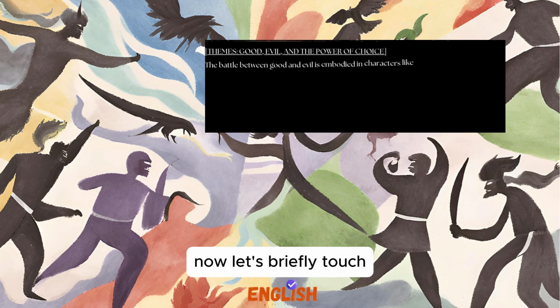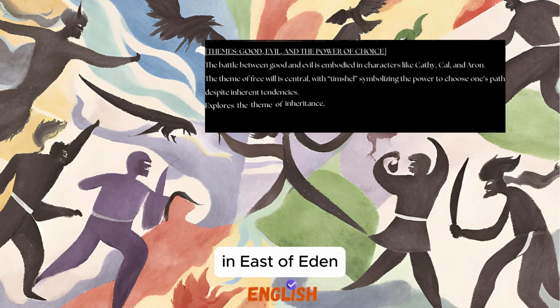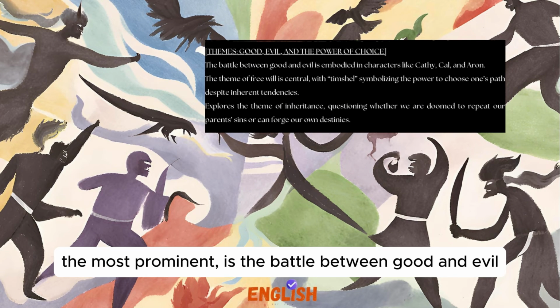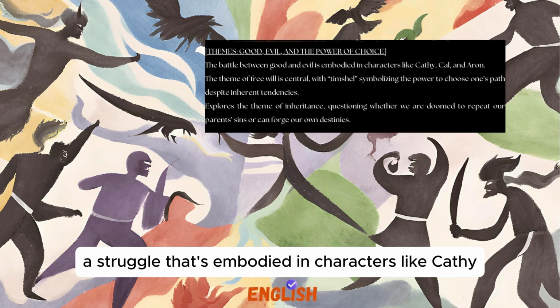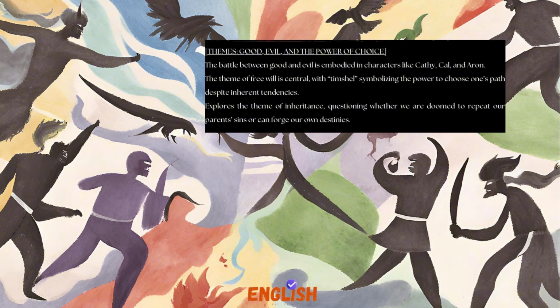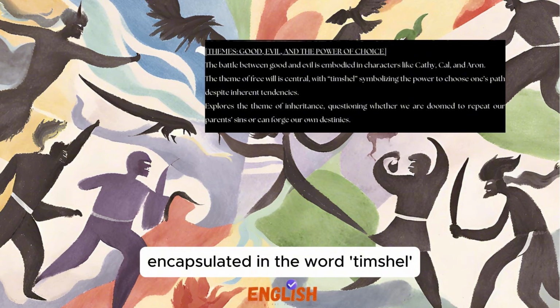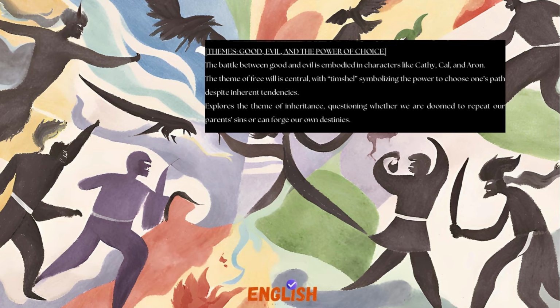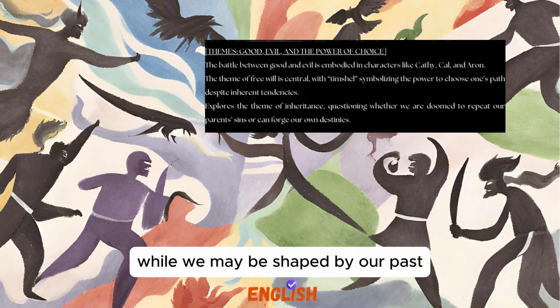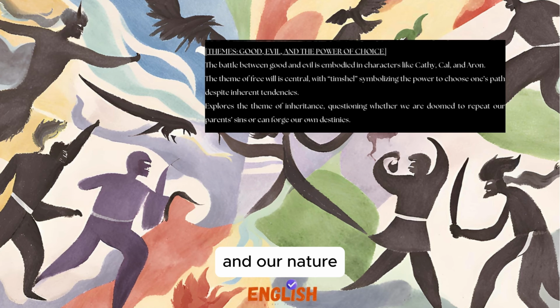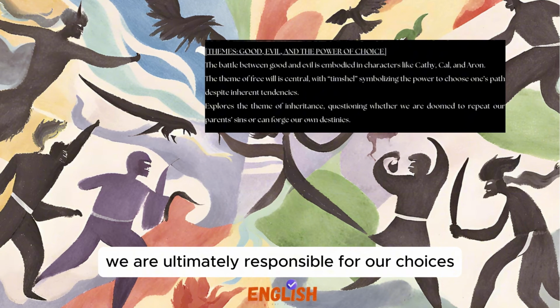Now, let's briefly touch on the major themes Steinbeck explores in East of Eden. The most prominent is the battle between good and evil, a struggle that's embodied in characters like Kathy, Cal, and Aaron. But Steinbeck also delves deep into the concept of free will, encapsulated in the word Timshel. This theme suggests that while we may be shaped by our past and our nature, we are ultimately responsible for our choices.